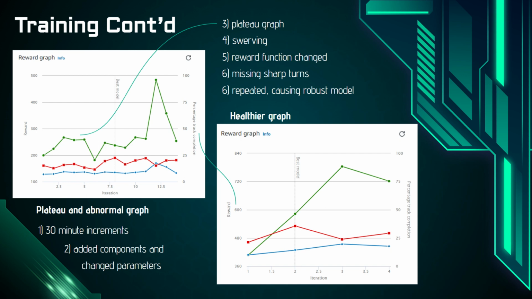After watching the training broadcast for 10 minutes, I realized the model was missing many sharp turns. So once again, I edited the reward function to accommodate this. The process repeated for each mistake the model tends to make, which led to a pretty robust model.